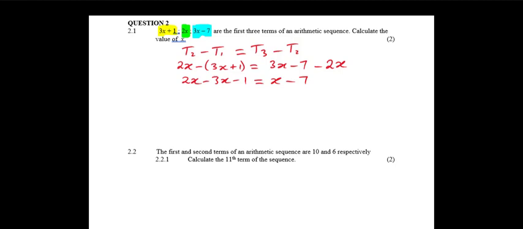Now you need to collect all the like terms. Transpose x to the left hand side. I will have minus x minus 3x minus 2x, which is minus 4x plus 2x, giving minus 2x. Then minus 7 to negative 1 on the right hand side: plus 1, minus 7 plus 1, you will get minus 6. Then you divide both sides by negative 2. Then your x value will be 3.